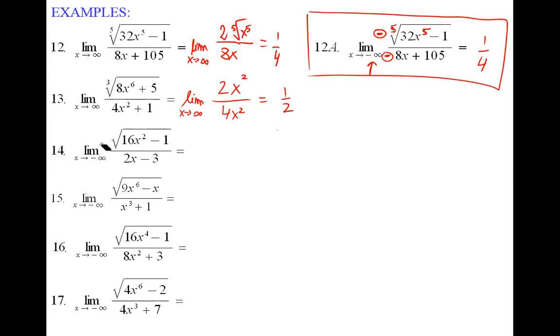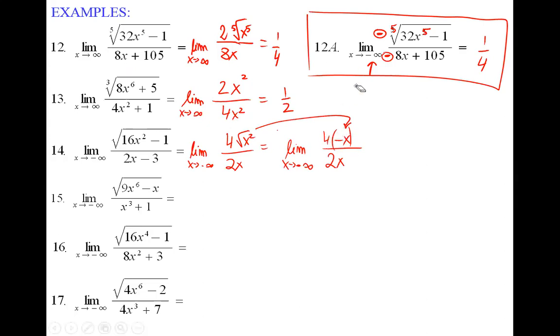Now limit at negative infinity and I have an even root. That means I can copy the denominator 2x, but I have to simplify this. Square root of 16 is 4, and square root of x squared will give me negative x. Okay, we remember this will give me negative x because x is negative. If x is negative, negative and negative, it's still positive. Okay, that means please note this. And the final answer is -2, if I simplify.